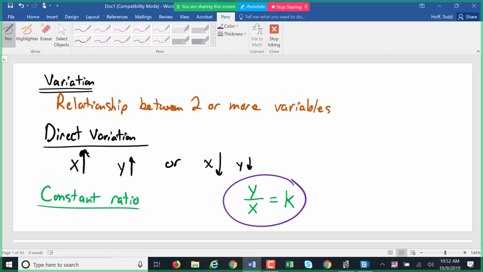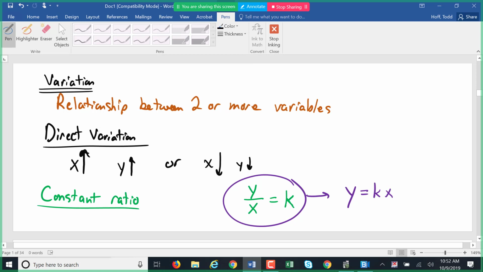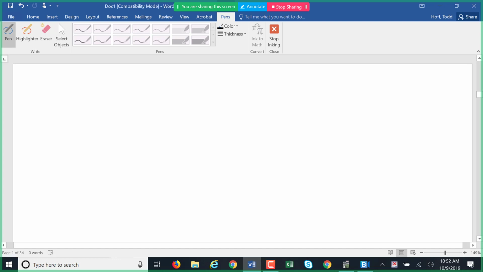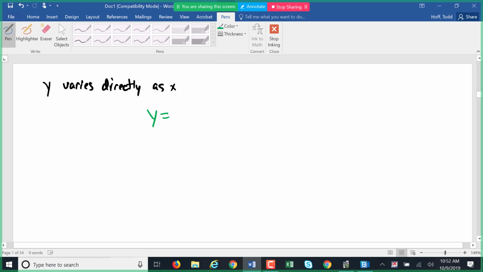Now there's a little bit more useful version of that equation. Instead of saying y over x equals a constant, we often look at it as y is equal to a constant times x. Notice I just multiplied both sides by x. So if I'm giving an example, and I say that y varies directly as x, what that means is that this is of the form y is equal to a constant times x.